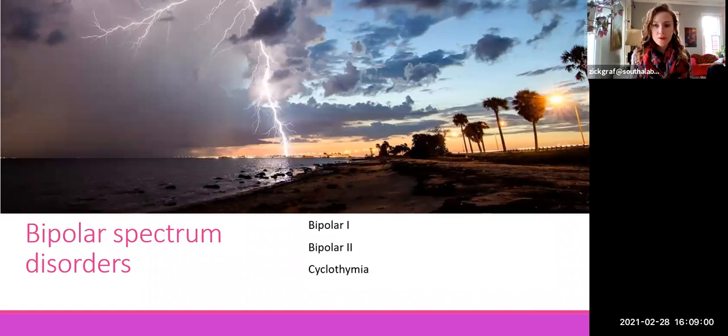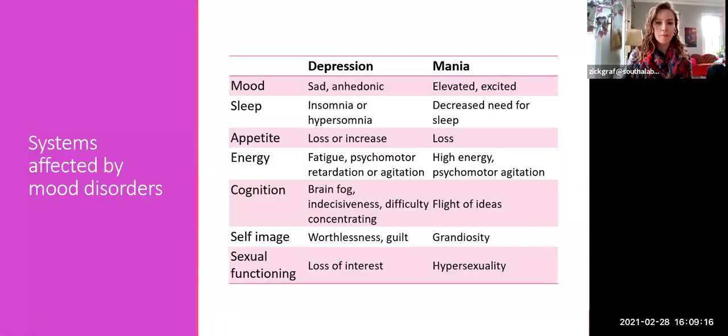So the three bipolar spectrum disorders that we currently recognize are bipolar 1, bipolar 2, and cyclothymia, which are basically distinguished primarily by severity, similar to how a major depressive episode is distinguished from persistent depressive disorder by severity.